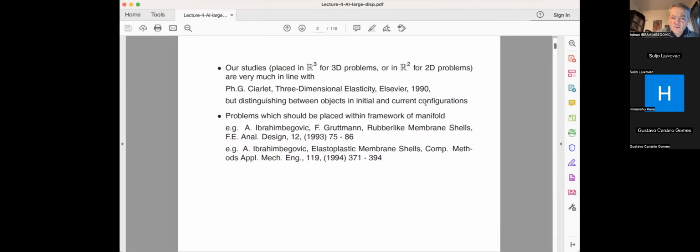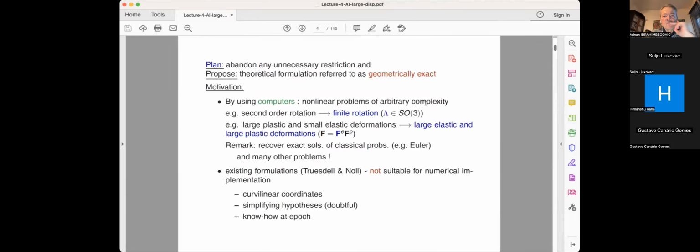So many of the things, when you want to do it on a manifold, have been developed for the manifold on a curvilinear space. And then again, it turned out to be fairly simple by using the idea of principal stretches. These are the largest values of stretches in a deformation measure, which is intrinsic. And then we developed this for rubber-like membrane shells or elastoplastic membrane shells and things like that. If you're interested, you can look into these papers in a little more detail.